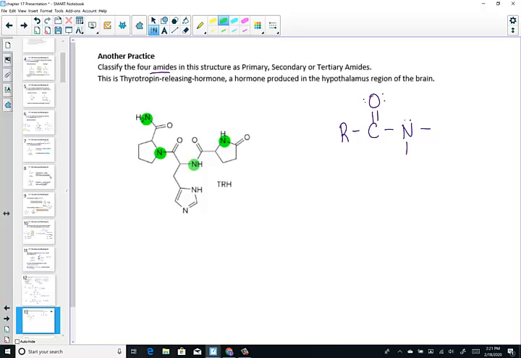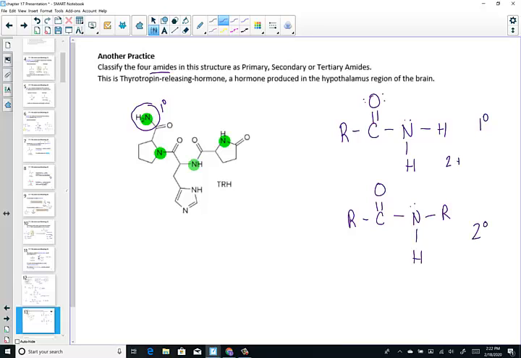Now let's classify how many are primary, secondary, or tertiary. Just remember, an easy way to do it is to count hydrogens. A primary amide has 2 hydrogens. Here's one with 2 hydrogens. That's a primary amide. It's the only one I see with 2 hydrogens. A secondary amide, remember, nitrogen needs 3 bonds. So if one of those is attached to a carbon, only one is left for a hydrogen.